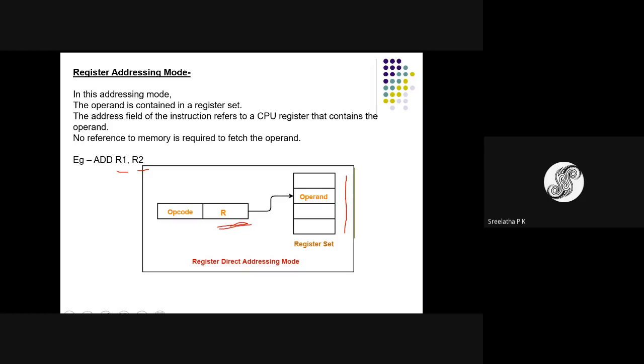You can see the diagram. So this is the instruction: opcode and register value. So what is this register? It is one of those registers in the register set. The example is add R1, R2. Here two operands are used. R1 and R2 are the two operands, and both the operands are using register addressing mode. The operand is contained in the register set itself.